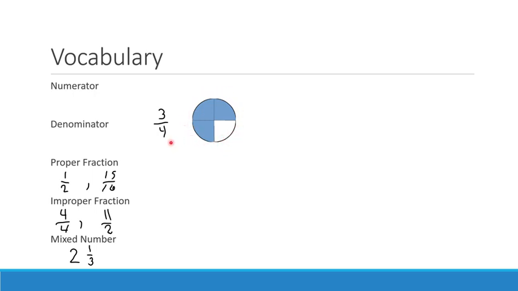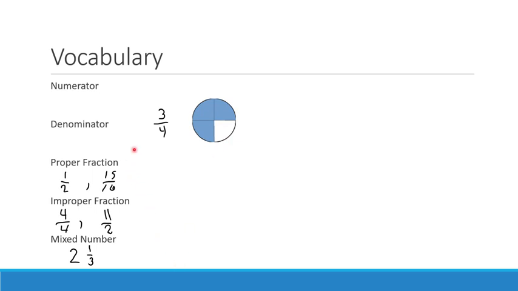The denominator, or the bottom number, tells us how many parts are needed to make one whole unit. For this circle, we need 4 parts to complete it. 3/4 represents this fraction here.